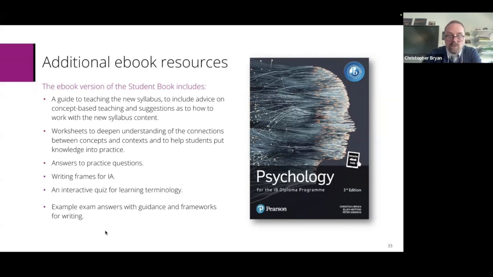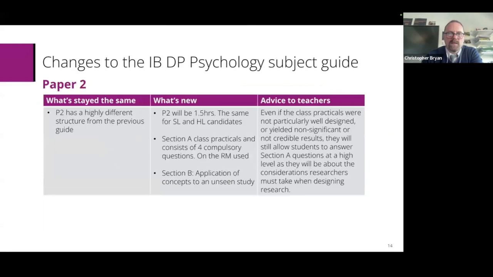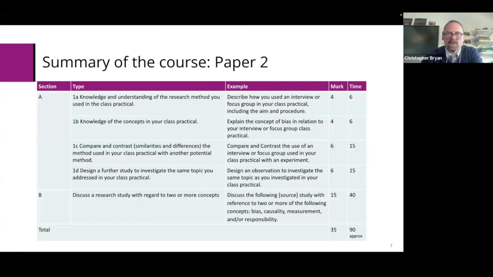So if you go to paper 2, that's where the students will be asked about their CP knowledge. If you don't mind, Catherine, I'm just going to flick this screen. So we go back to paper 2. Here we are. Knowledge and understanding of the research method is 4 marks, and they've got 6 minutes, in my opinion. So the answer is not a lot, in terms of their understanding of the research method. They've got to write about it for 6 minutes.